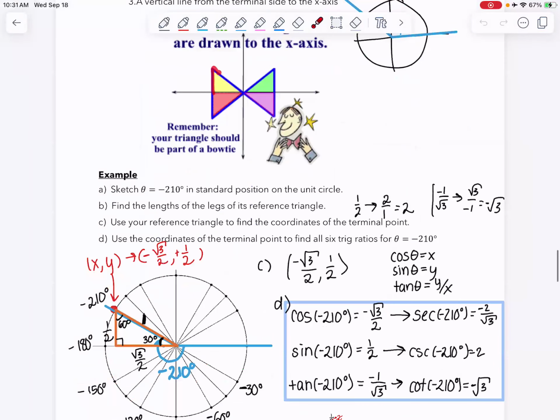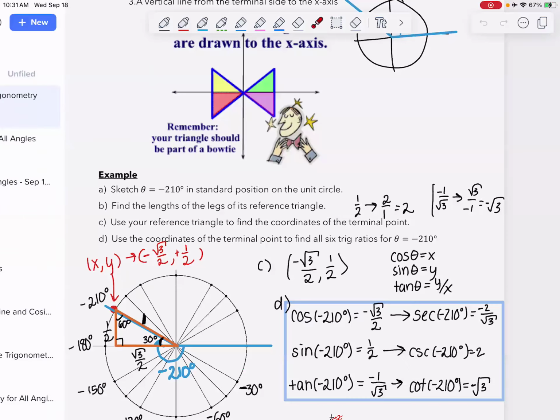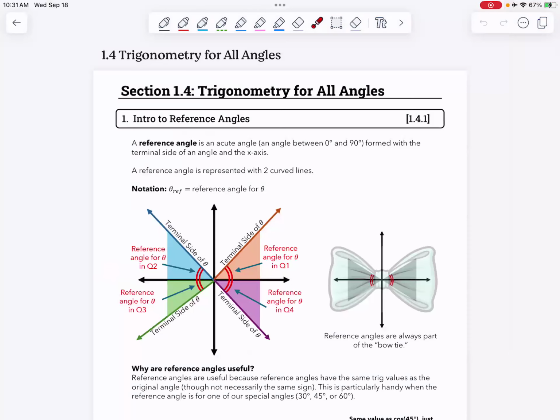Anyway, reference triangles were these triangles that we made where they hit the unit circle, the radius was 1, so the hypotenuse was 1, and they made these right triangles, and we used those to find out information about angles that were not in the first quadrant. We're going to use that same exact idea, but now instead of looking at it as a triangle, we're just looking at this angle right here, sometimes because we're going to do something with a triangle, sometimes for other reasons. But reference angles are very, very important.